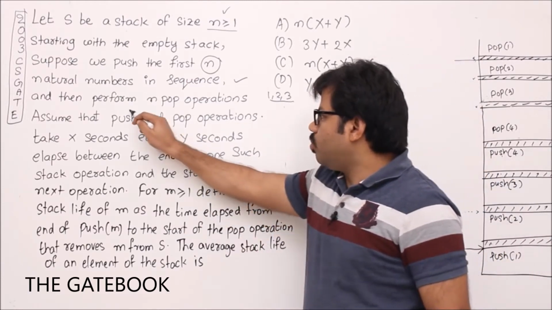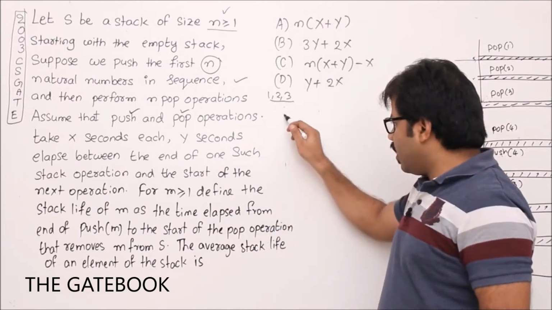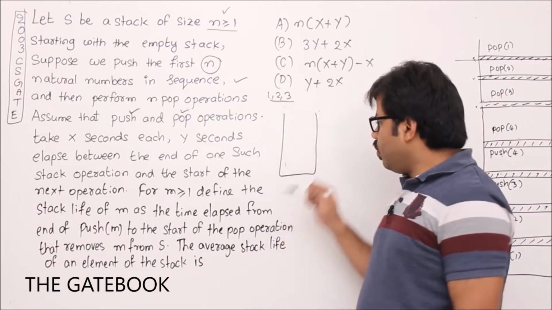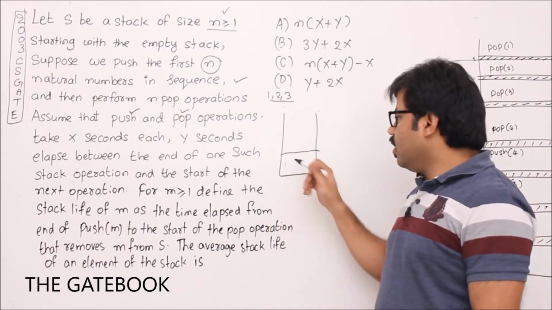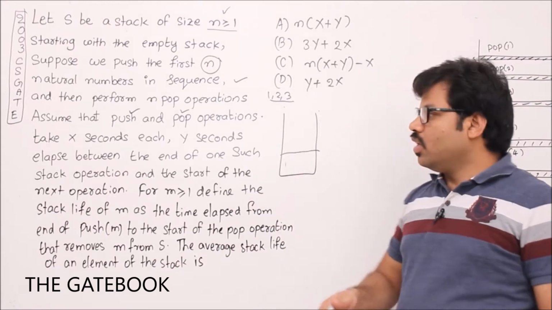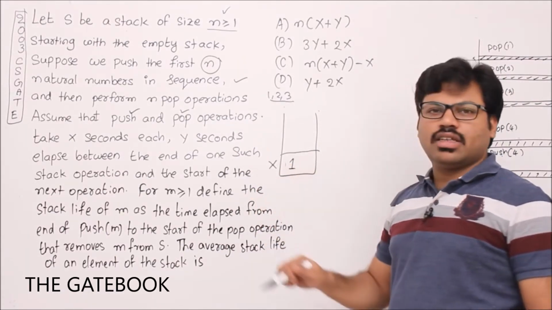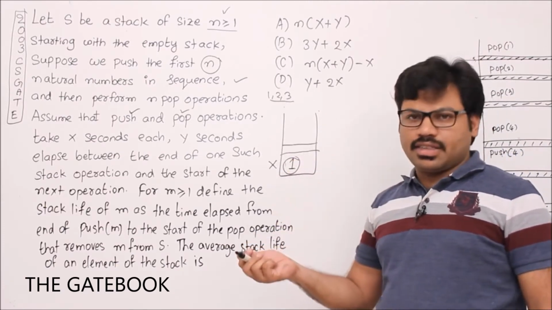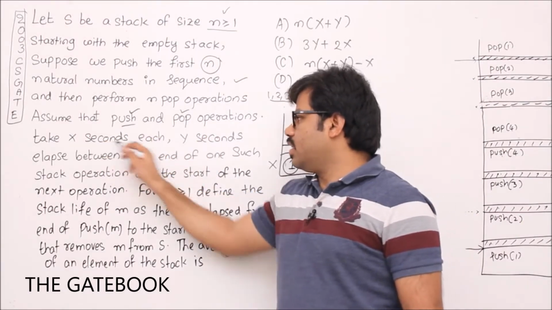Now assume that push and pop operations take x seconds each. That means imagine this as a real-time machine. Stack is a machine for you now. So when you are really pushing objects into that physical machine, obviously they take some time. So if you push 1, then it takes x seconds. Now if you pop that element 1, again it takes x seconds. So that is what he said: push and pop operations take x seconds each.